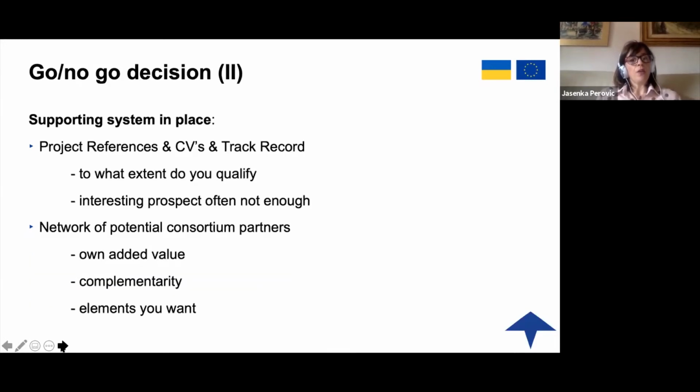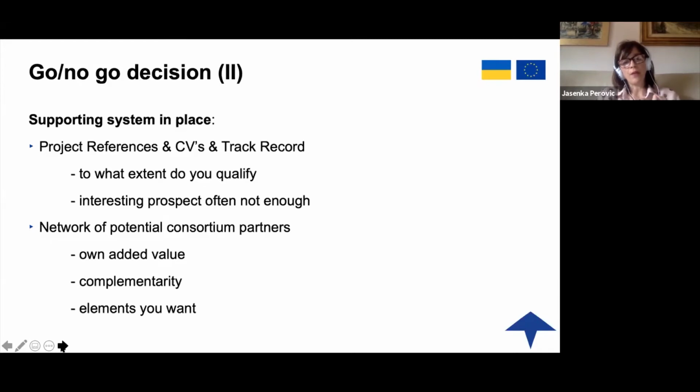Then you can also look internally, based on the initial idea that you had in mind. What is the qualification of your staff? Do you have enough experience and expertise? Do you have to look for experts outside of your project? Who are your potential partners and co-applicants? What is your own added value? How do you complement each other? What are the elements you want?